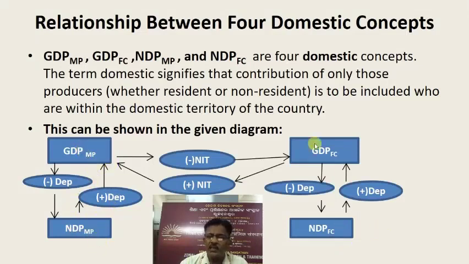Like this you can understand here also. GDP-FC minus depreciation gives NDP-FC. So NDP-FC plus depreciation gives GDP-FC. If you just see this once, then work it out in your own notebook without seeing this, and again check it, you will improve on your own.